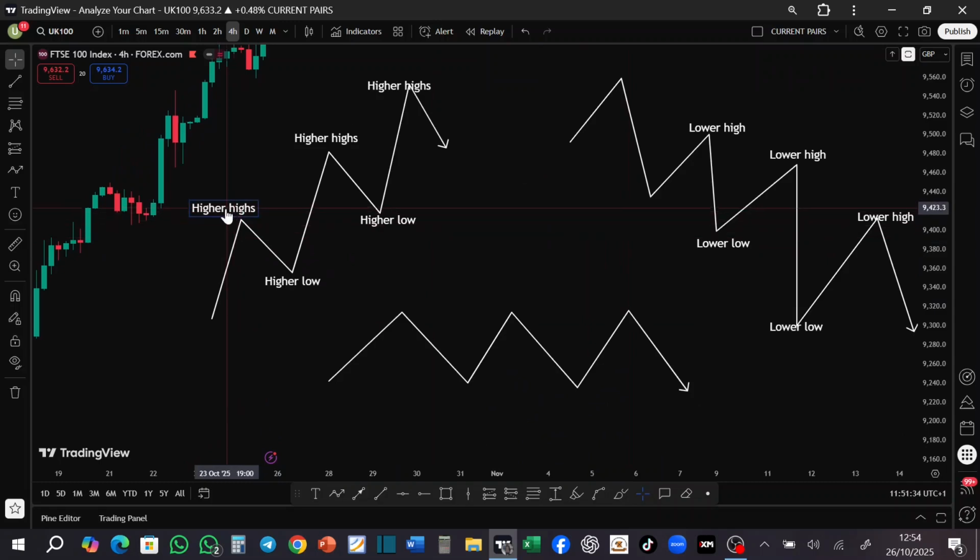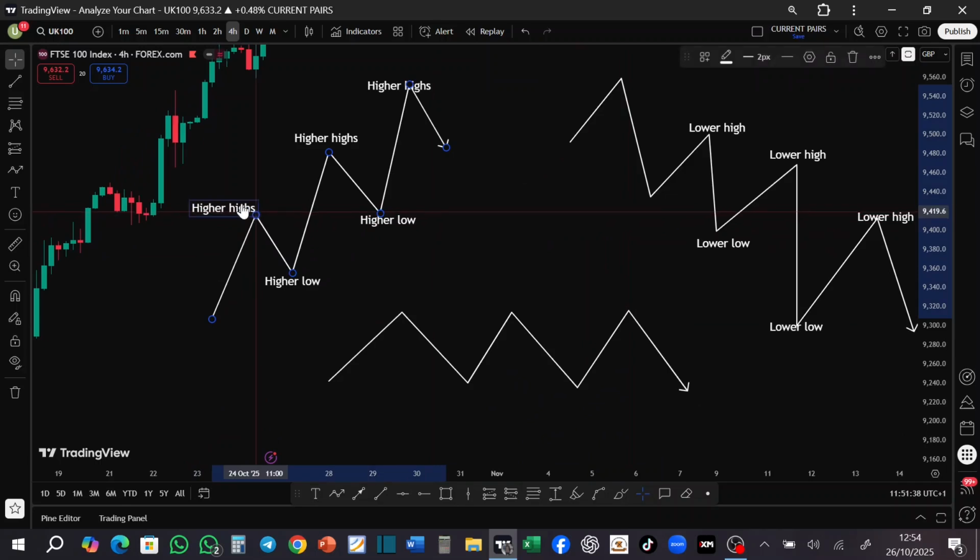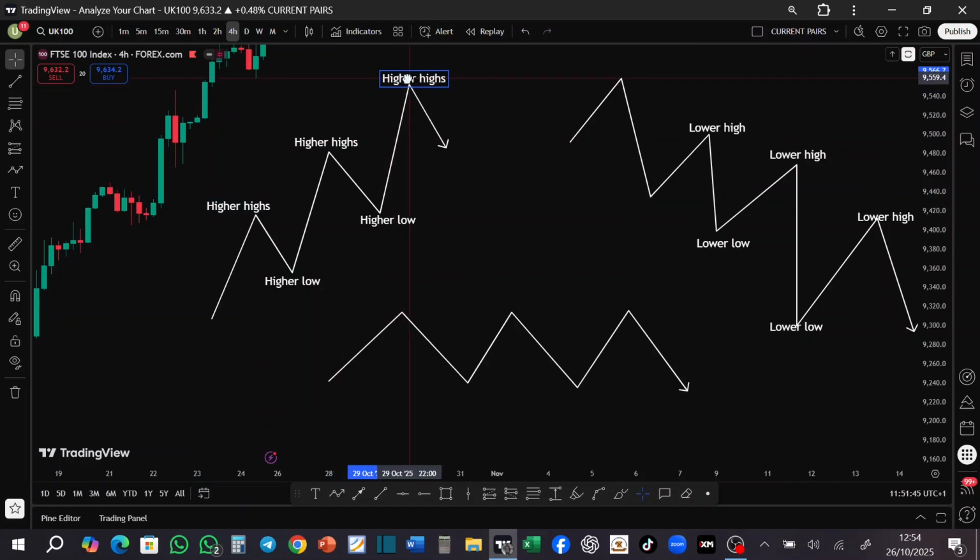So now these higher highs are called resistance. This one is also a resistance. This one is also called a resistance. Then these higher lows are called the support. So this one is a support. This one is a support.